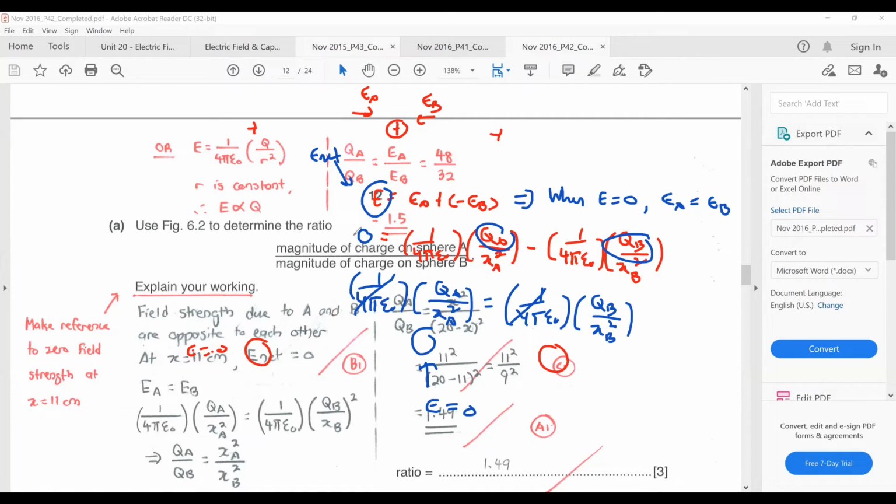All right, the workings. You could write it as this now. E is EA plus negative EB. When E is 0, EA is equal to EB. Then after you can start subbing in already. You can also work it like that if this one makes more sense to you. All right. But the gist is that you need to make reference to the part where field strength is 0. You must show it in your working somewhere.